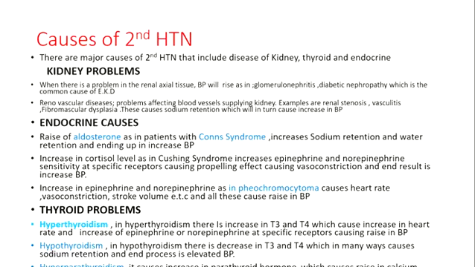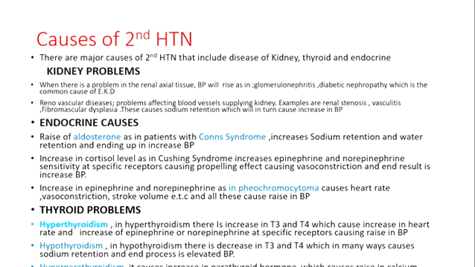Another way is increase in cortisol level, as in Cushing syndrome. A patient who has Cushing syndrome will come with high levels of cortisol, and when there is an increase in cortisol, it increases the sensitivity of epinephrine and norepinephrine at specific receptors, and it will cause a propelling effect, which causes vasoconstriction, and the end result is increase in blood pressure. So actually that is another way in which cortisol and aldosterone cause high blood pressure.